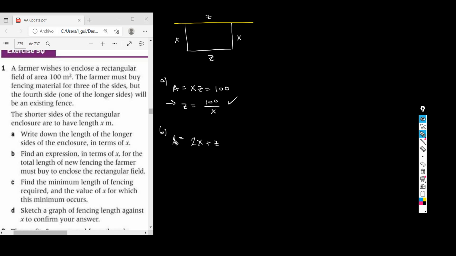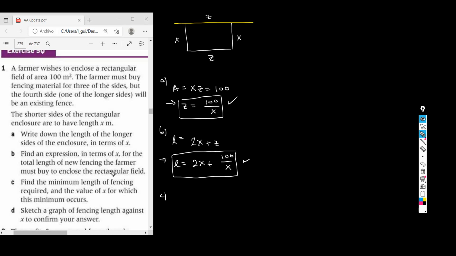But if you notice, this length is given in terms of x and z, and the question is telling you to do it only in terms of x. So how do I replace this z right here? Well, with this one, right? All we have to do is 2x plus 100 over x. There you go. So now this is the total fencing needed in terms of x. So there you go. Now C, find the minimum length of fencing required and the value of x for which this minimum occurs.